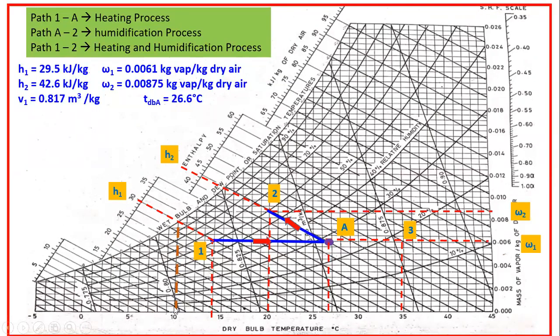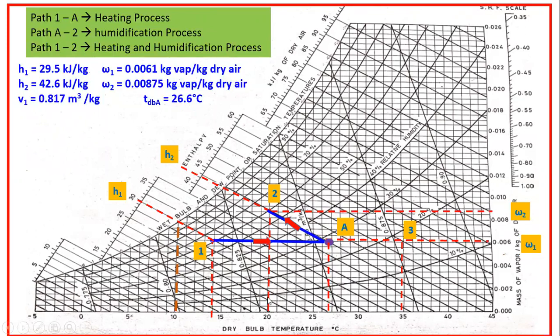So how do you find the WBT? Along the DBT line 10, go vertically. The point which intersects the saturation temperature line, that point is taken as WBT 10. So from the WBT 10, we'll draw the inclined line which touches this 14 degree DBT line and mark that point as 1. The next point should be the 2, which is 20 degree DBT.